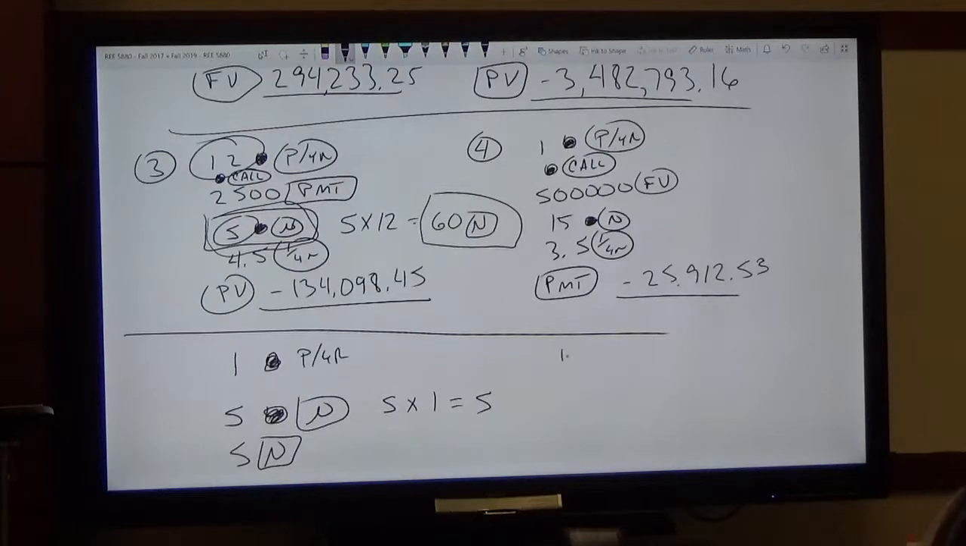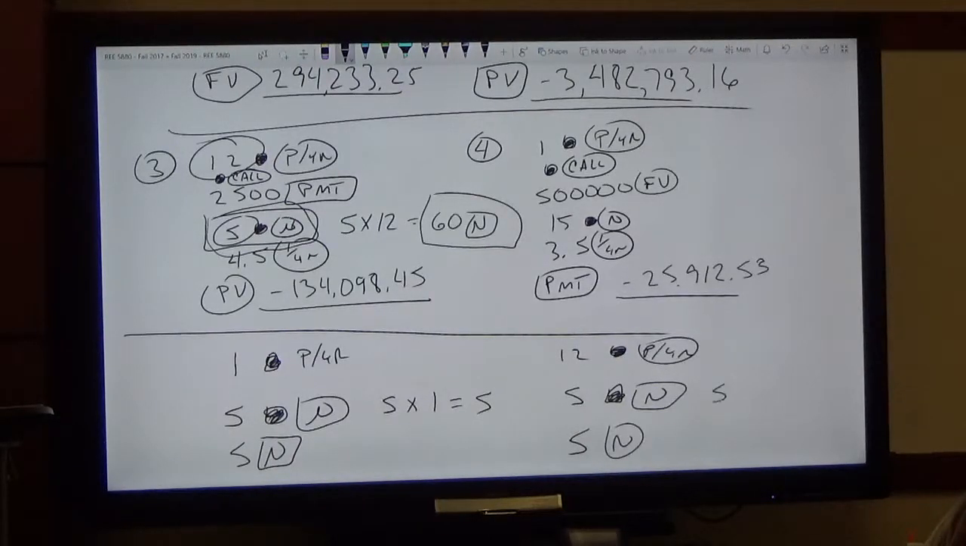But if it's set on 12 payments per year, whenever you hit that 5 shift in, it's taking it and multiplying it by 12 to get 60. And then if you just simply put in 5 in, that would mean only 5 months.